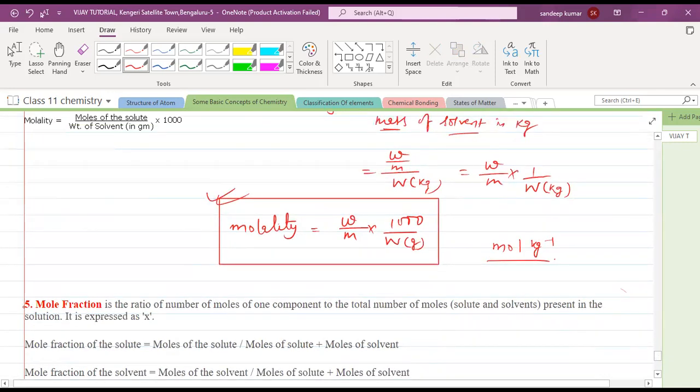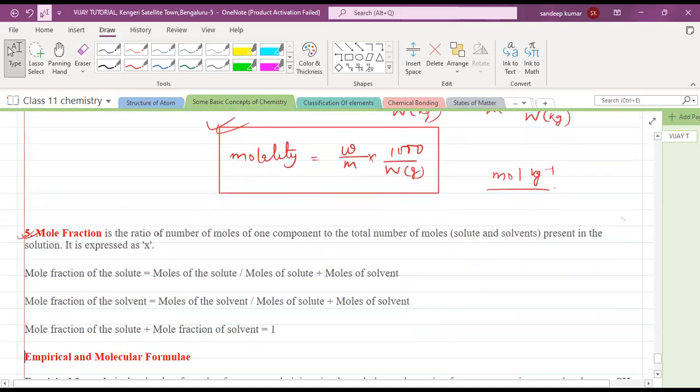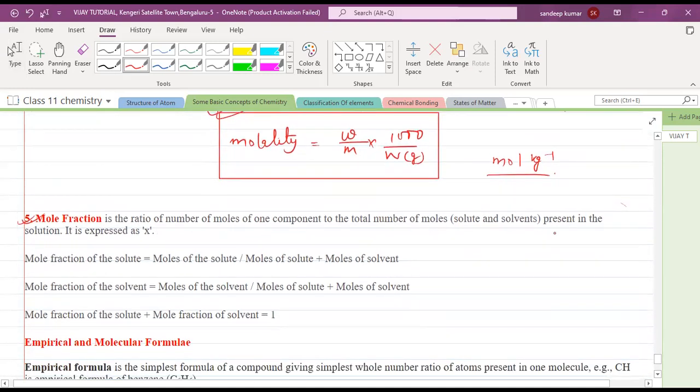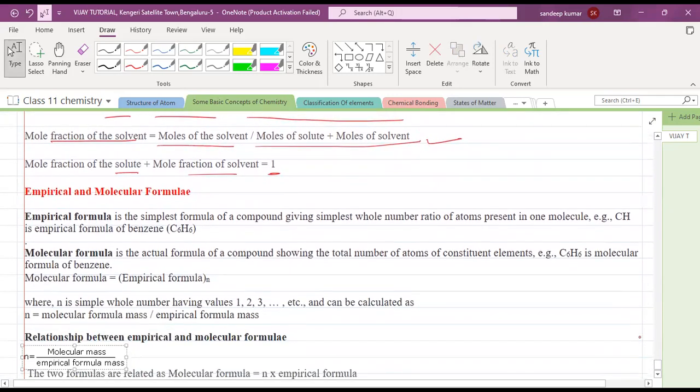Next we talk about mole fraction. Mole fraction is the number of moles of one component by the total number of moles of all the components present in the solution. For example, suppose there are two components, solute and solvent. Mole fraction is generally represented as X. So the mole fraction of solute is moles of solute by moles of solute plus moles of solvent. Similarly, the mole fraction of solvent is moles of solvent by moles of solute plus solvent. The sum of mole fractions of all the components is equal to 1. So mole fraction of solute plus mole fraction of solvent is 1. Am I clear?